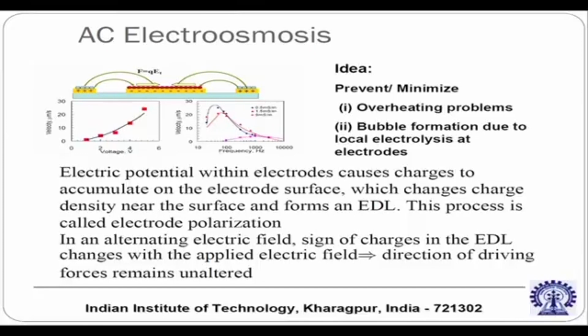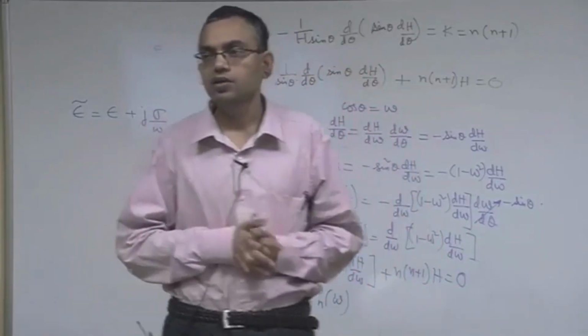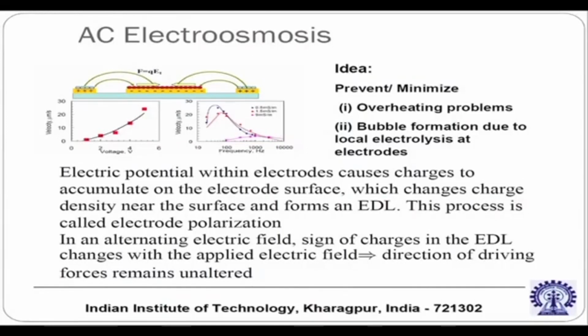One of the basic technological challenges which motivated researchers to use AC electroosmosis is that in DC electroosmosis you face significant overheating problems due to Joule heating. Not only that, there is a technological problem associated with bubble formation due to local electrolysis at the electrodes. Many times because of that bubble formation, it becomes very difficult to operate such systems.